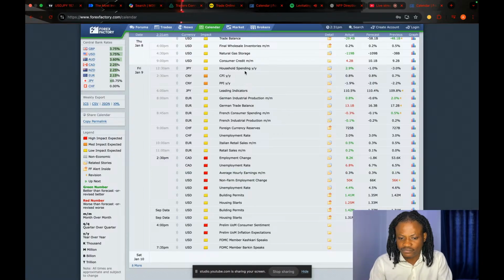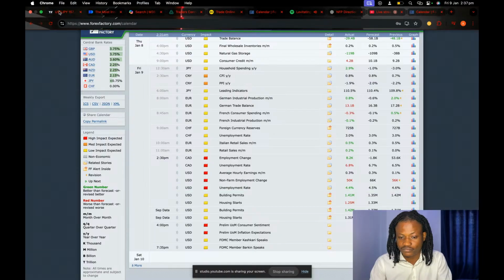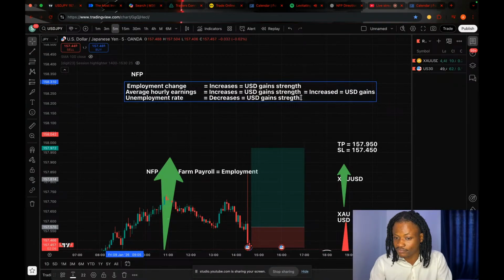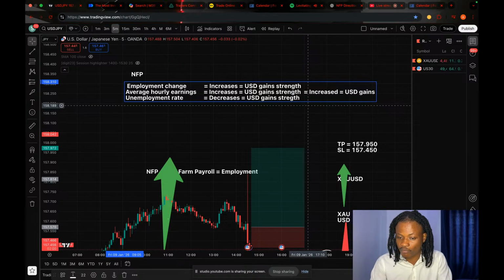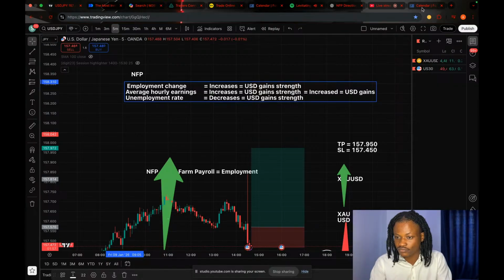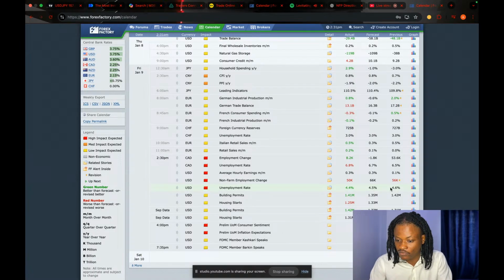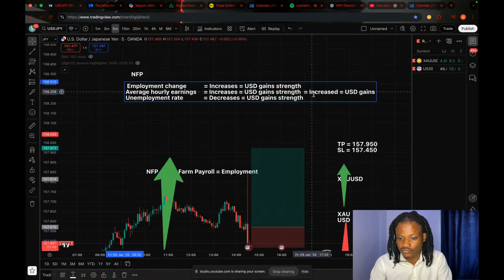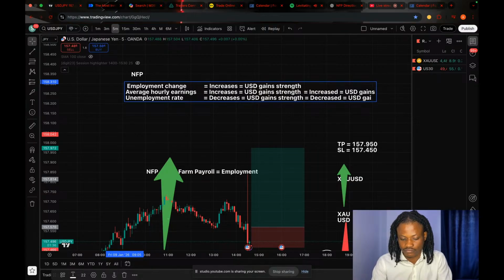Then unemployment change. Look at the unemployment rate here. It reduced from 4.6% to 4.4%. So this one decreased. It decreased from 4.6 to 4.4. Let me show you again. This is 4.6, previous 4.6, actual 4.4. That means USD gains strength and rises.